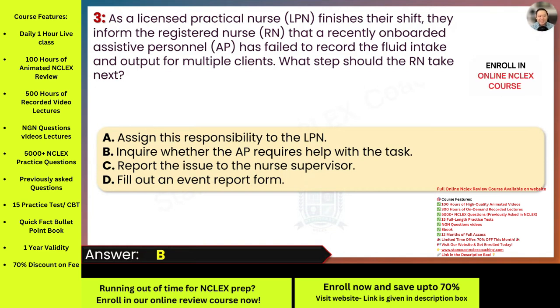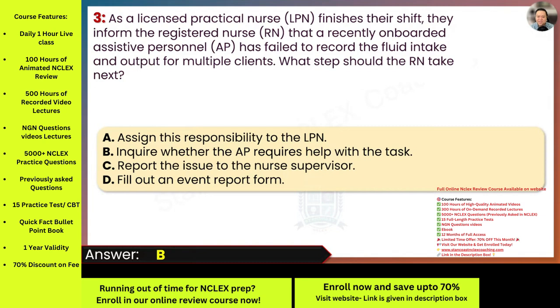Also, another thing to keep in mind is do not pass the problem. You have to solve it. And remember that delegation is about accountability. And if someone isn't doing their assigned task, you can't just give it to someone else. You have to address the root of the problem. And good nurses don't just react.